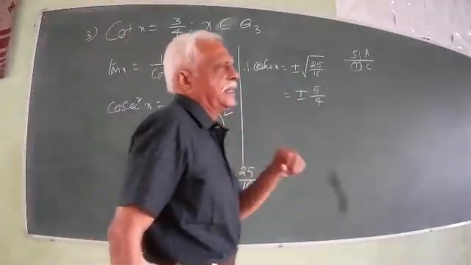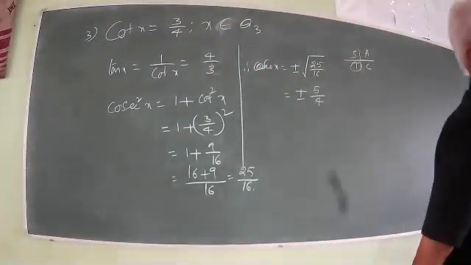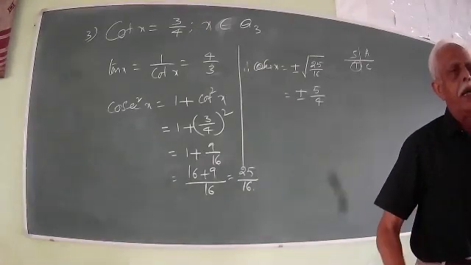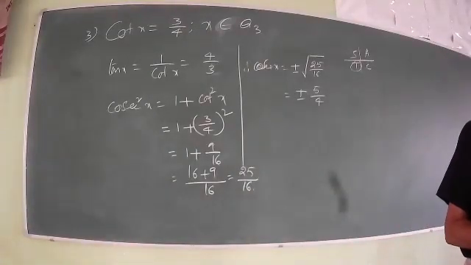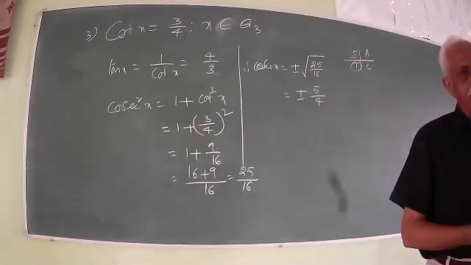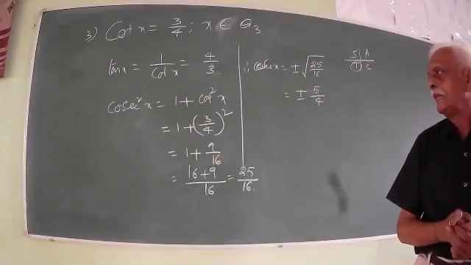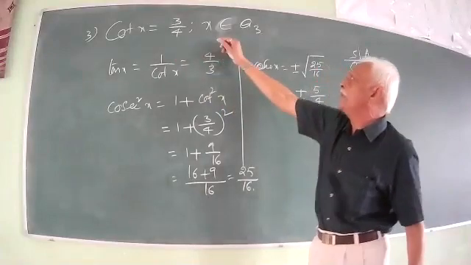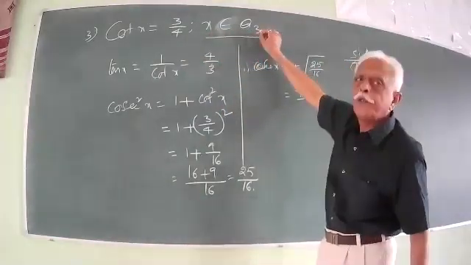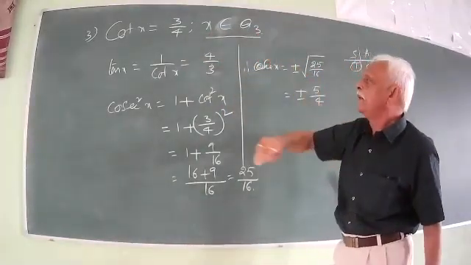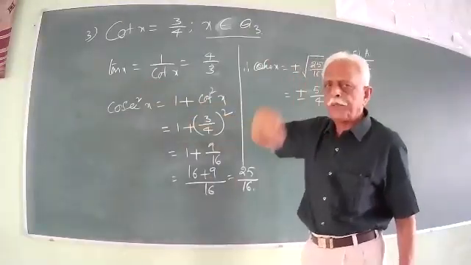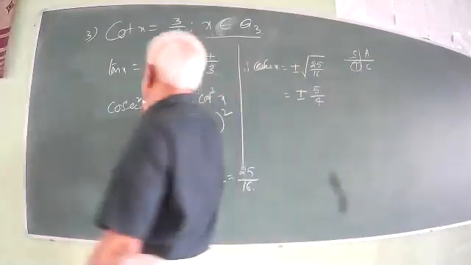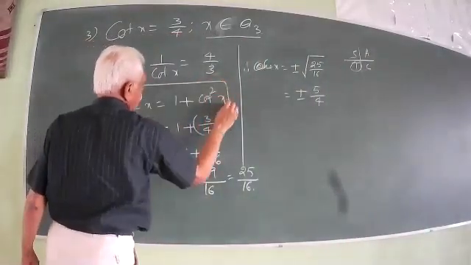Come down fast. These I actually have to give for your own work, but still, because you are in the beginning, I am explaining all these things. Let's see what is given. Cot x is given. This is important. X belongs to Q3 is given. So tan x is nothing but the reciprocal of cot x. Now this is the identity which we have gone through.